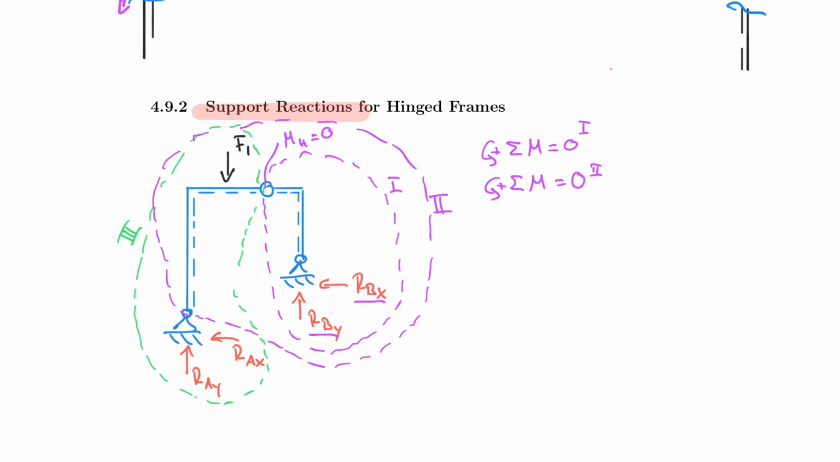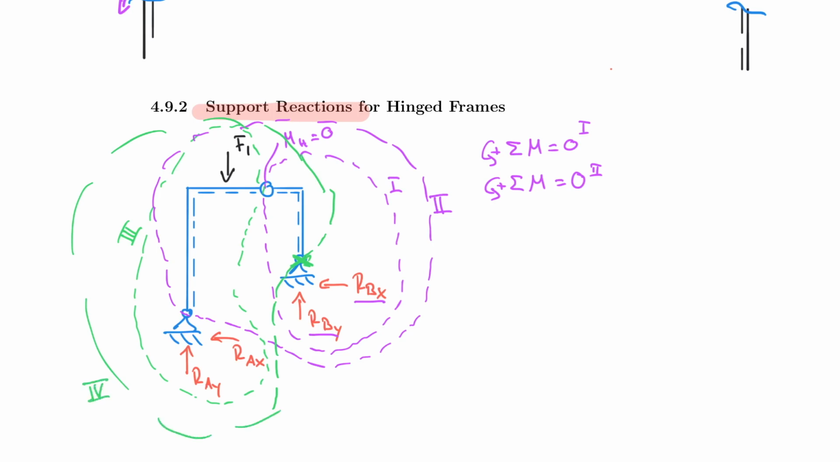So let me do that real quick for you. You can also set up another cut which goes through the support at B. And so I could pretty much include everything here. And I guess I can call that cut 4.